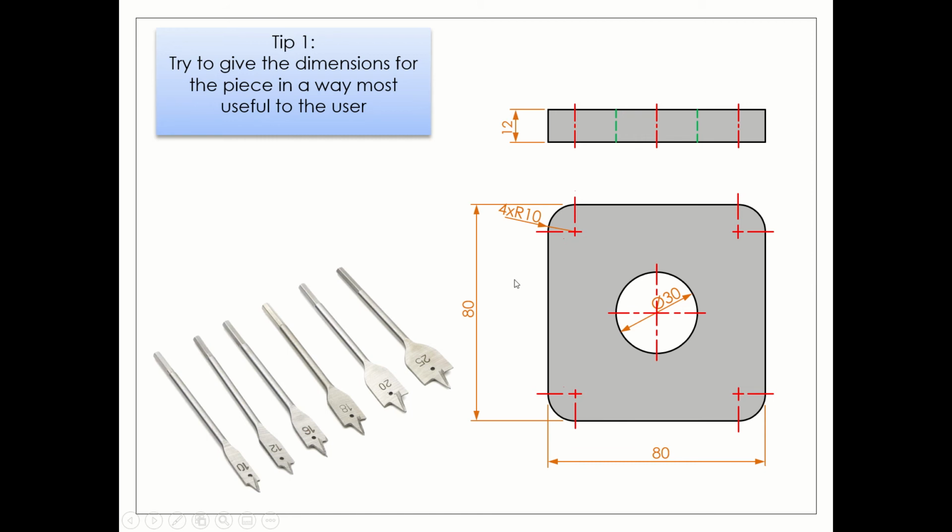You can also see, going back to the idea of the overall size of our piece, here we have 80 by 80, so we know the original plate that we're going to be cutting out is going to be 80 by 80. You could give that dimension like a chain dimension here, and make the reader add them all up.